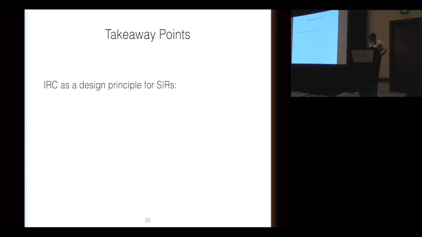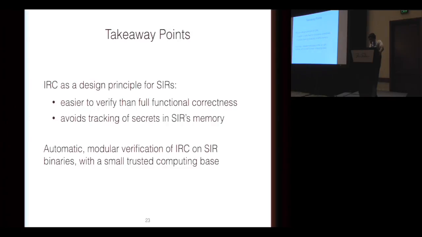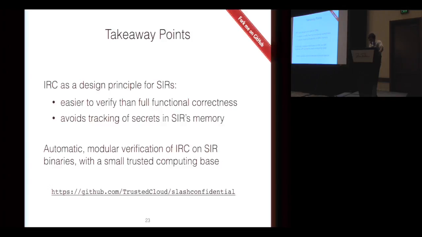So in conclusion, we propose IRC as an intuitive design principle for building SIRs, which, hopefully, as I've shown, is easier to verify than doing full functional correctness. And it also avoids the expensive tracking of secrets in memory, which is expensive to do at the machine code level. We have built a fully automatic and modular verifier that operates directly at the SIR level, and it gives guarantees against the privileged OS level adversary. And we do all that with a very small trusted computing base that only includes the verifier and the CPU. And all of this is available on GitHub for you to play with.